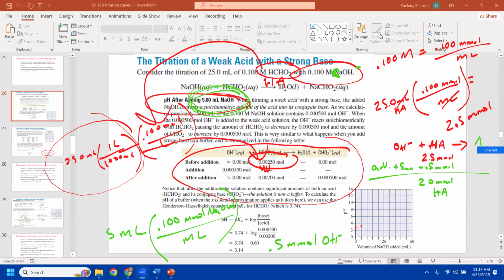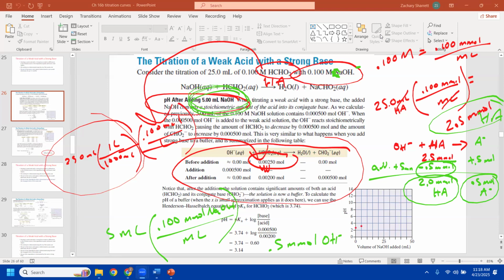What happens though is we have A minus in here, and this 0.5 millimoles negates 0.5 millimoles of HA, but it creates 0.5 millimoles of A minus. So notice how we still have a total amount. We started off with 2.5 millimoles of HA. We now have 2 millimoles of HA and 0.5 millimoles of A minus. The total overall quantity of A is still 2.5 millimoles, right? We didn't lose any A minus in the solution, and we have to consider A minus because it is the conjugate of a weak acid, based on the fact that it is not a strong acid, okay?